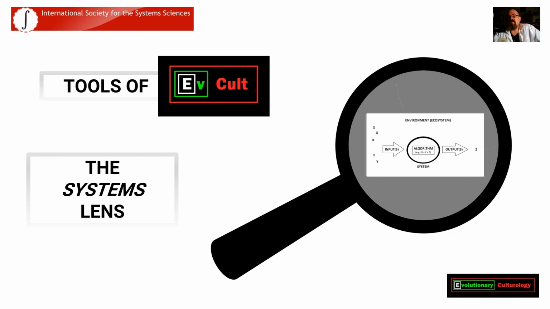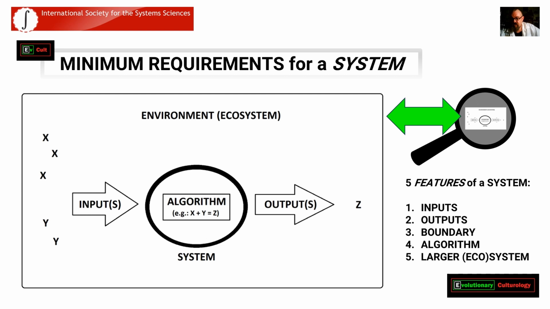So then we looked at the systems lens, where you go around looking at things that are systems with those 5 things: inputs, outputs, system boundary, algorithm inside, larger ecosystem that it's inside of, thanks to the 3 laws. So there's your 5 minimum requirements for a system. So you can go through figuring out what all those parts are when you look at anything. Next.